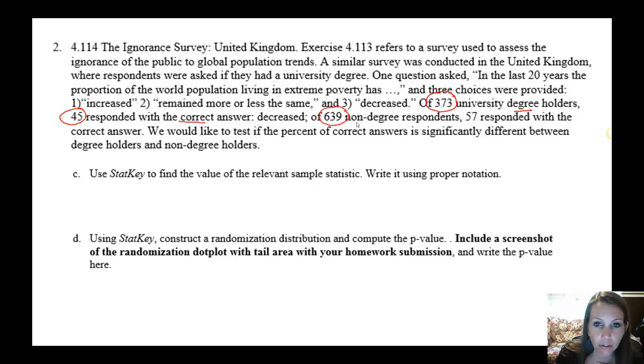Of the 639 non-degree holders, 57 responded with the correct answer. So first, I'm going to look at P hat D. For degree holders, it says that 45 out of 373 responded correctly. So that's going to be 45 over 373, which is 0.1206. Then I'm going to do the same thing for the non-degree holders. So P hat N is going to be 57 over 639.